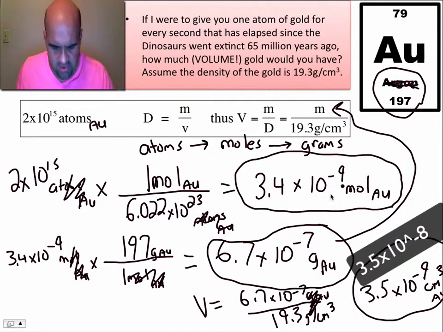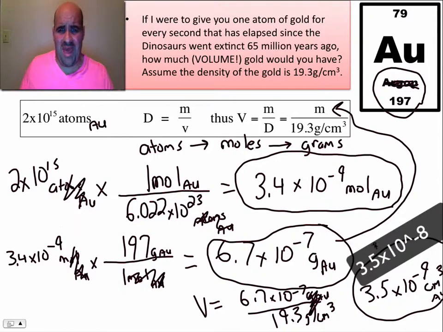I'm a little thrown off by that, but yeah. So anyway, this is going to be the volume of gold you're going to have if all my calculations are correct. I know the process of doing it is 100% correct. And the dimensions of this volume are going to be smaller than the visible eye can see. So that kind of gives you an idea how many atoms there are in something.